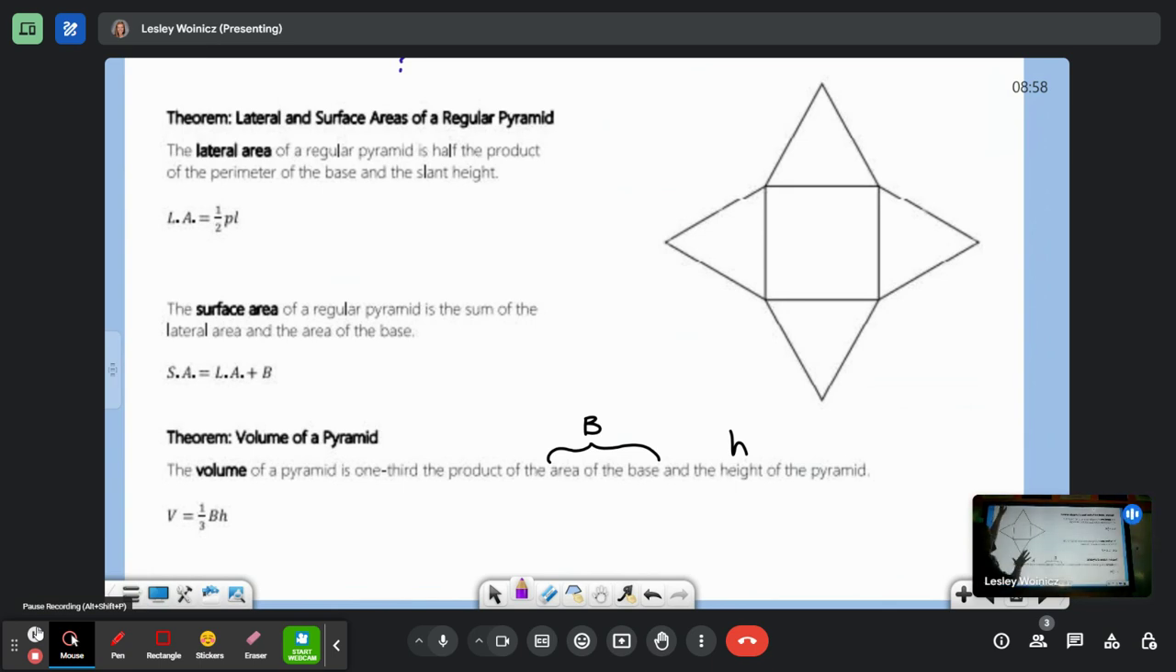This one is regular. So that means that these sides are all congruent and that these triangles are isosceles and congruent. Does everybody understand what's happening? Yeah. Okay.